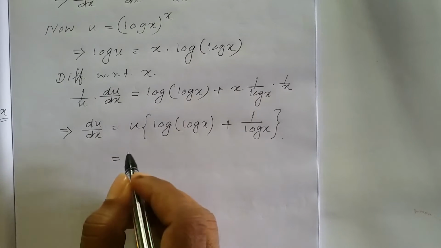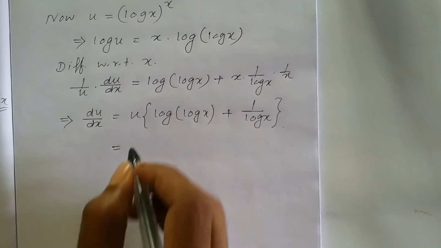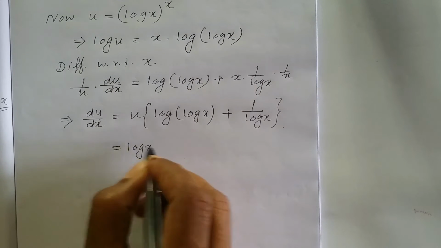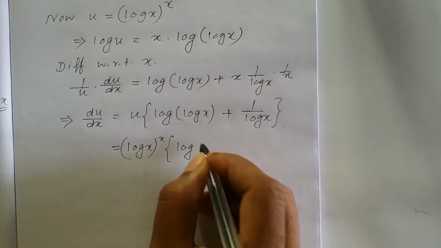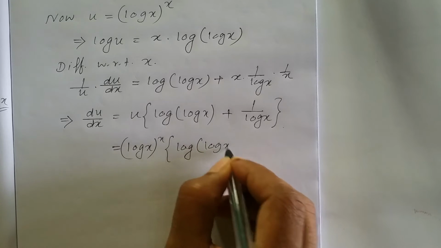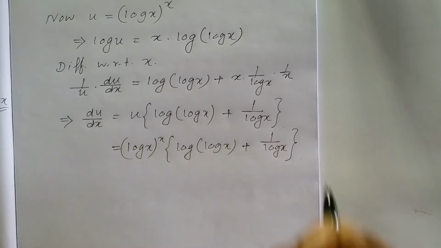What is u? u was equal to log of x to the power x. So we write log of x whole power x and whole into this is log of log x, then plus 1 by log x. This is du dx. Now we have another function v.